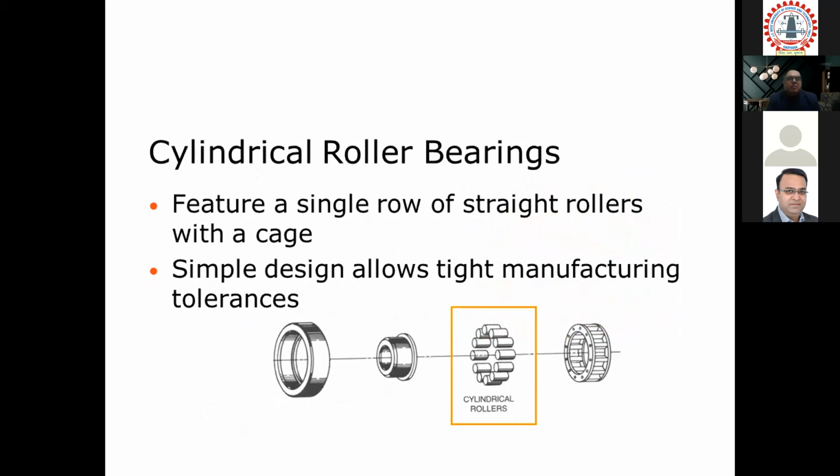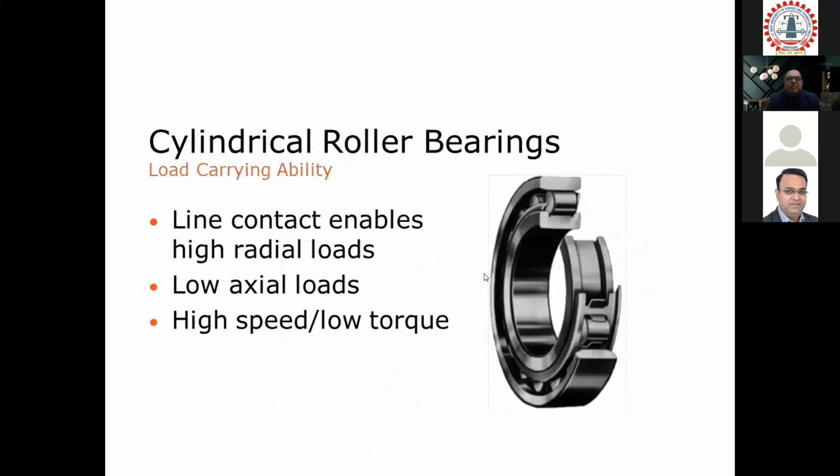The next type is cylindrical roller bearing. As the name suggests, the rollers look like a cylinder. A very interesting thing here is everything is straight or at right angle. That means it is a very simple design which will allow very tight manufacturing tolerances. It will have a line contact, which would mean it will enable very high radial loads. It will take a very small amount of axial load.